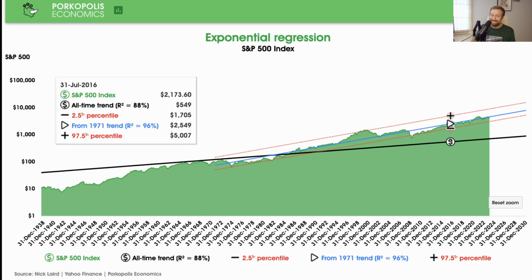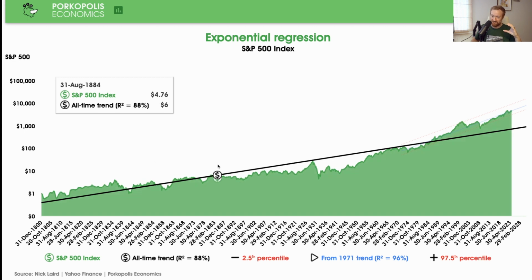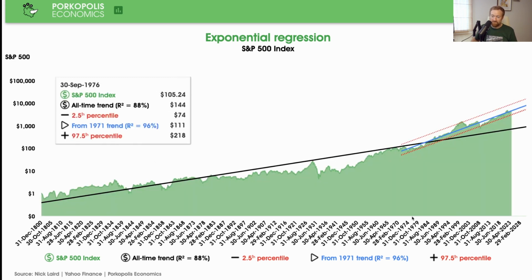What that means is basically 95% of the time, based on this trend line from 1971, the stock market is going to be in between these bands. And if you remember from the last video, those bands were much wider over 200 years. I don't have them on this video, but they were much wider. Here, they're much more constrained, much narrower. And that's actually interesting. There's more confidence as time goes on that the stock market is moving in this trajectory.